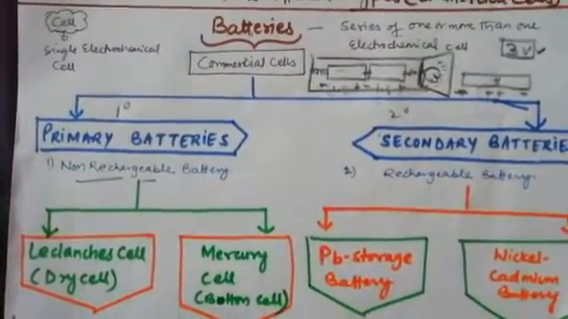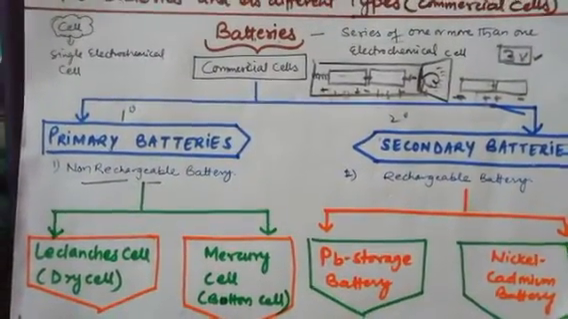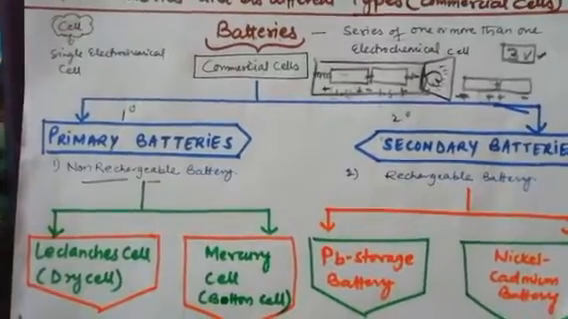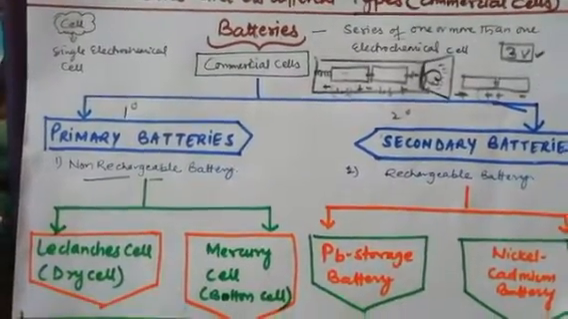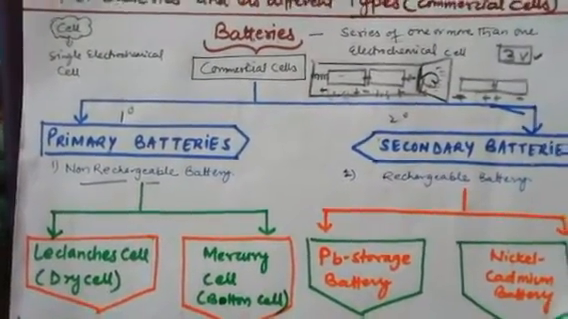Whereas a secondary battery, the secondary cell, after use can be charged by passing current through it in the opposite direction, so that it can be used again.